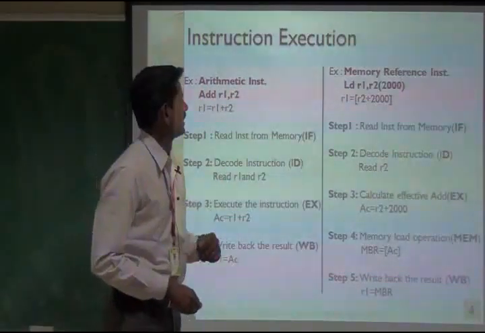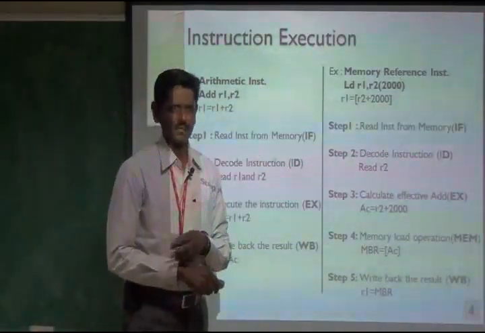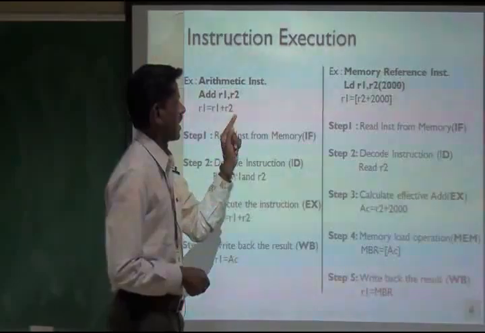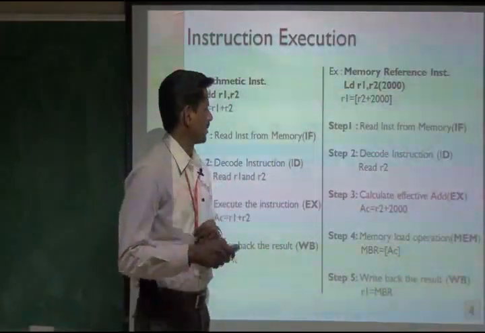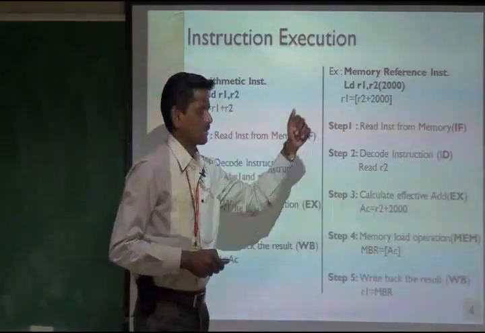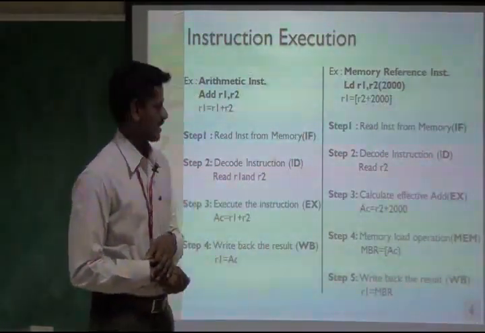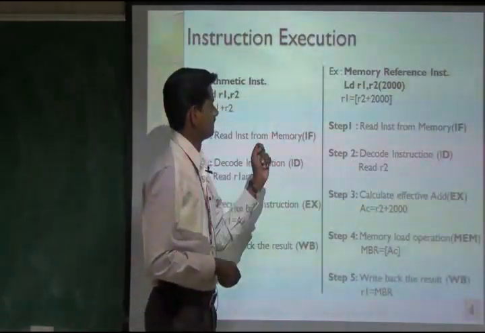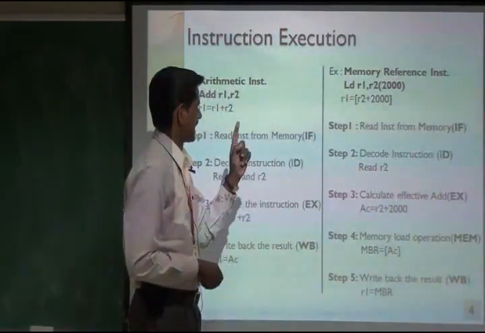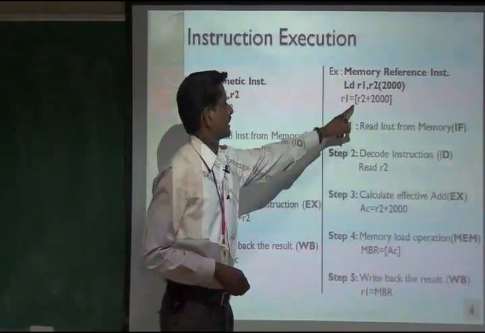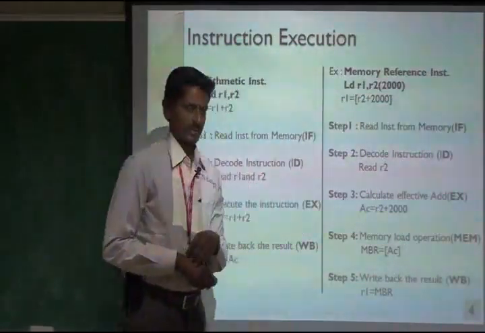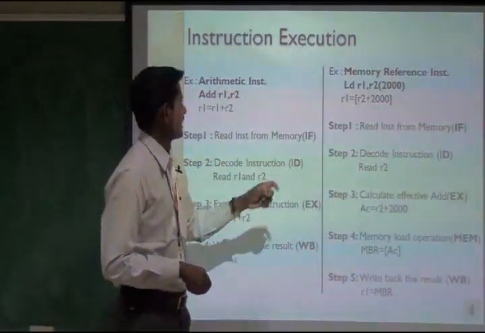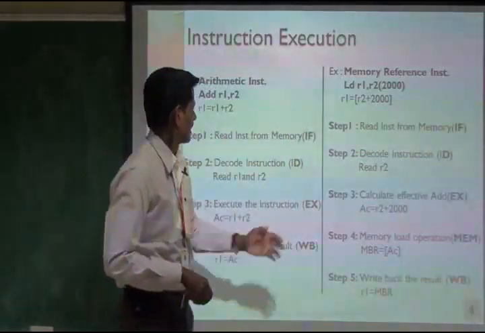Similarly, one more example, a memory reference instruction. It's nothing but a load or store instruction. Here a load instruction, load R1 comma 2000 of R2. We know we have several addressing modes. One of them is displacement addressing. Here the operation is to read the content of a memory location. The address of the memory location is the content of R2 plus 2000. So it loads the data from the memory location and stores it in the register R1. This is the operation. Now the various stages.